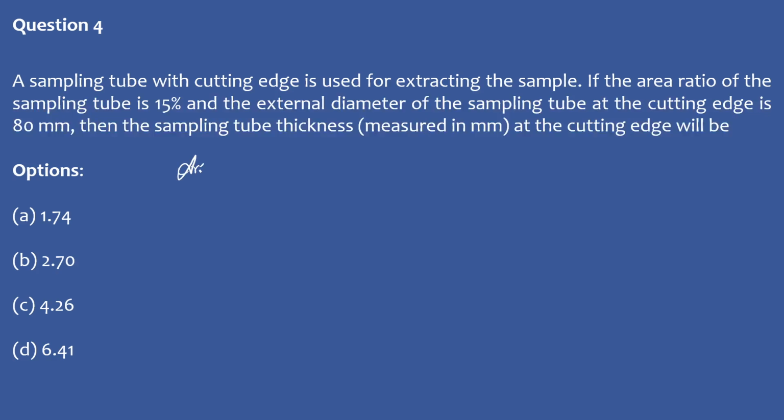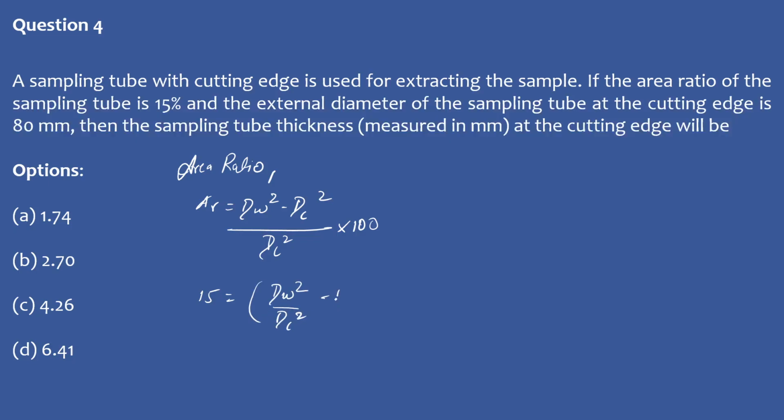So your area ratio AR is given by (Dw squared minus Dc squared) upon Dc squared into 100, right? Now your area ratio of the sampling tube is 15. So Dw squared upon Dc squared minus 1, into 100. So that is your first equation.